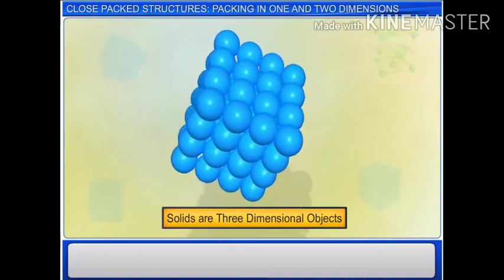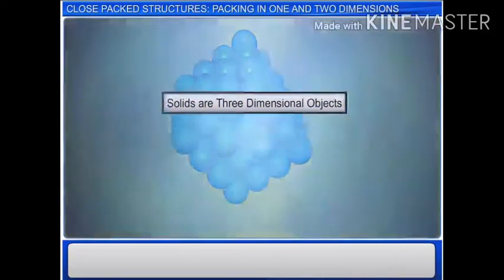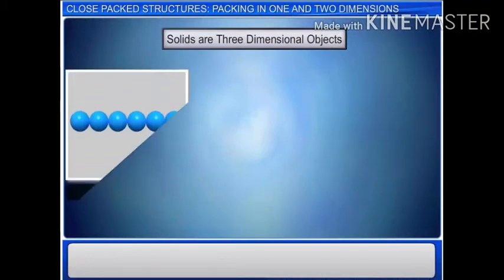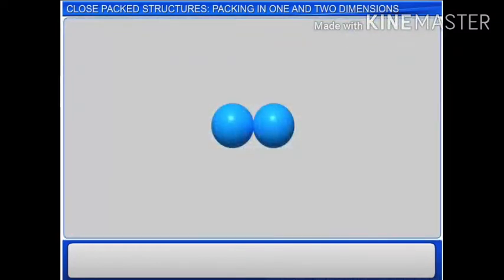Solids are three-dimensional objects, and we will develop their structure in 3 steps. To understand how the constituent particles are packed, let us assume that these particles are hard spheres of identical size. First, let's look at close packing in 1 dimension.